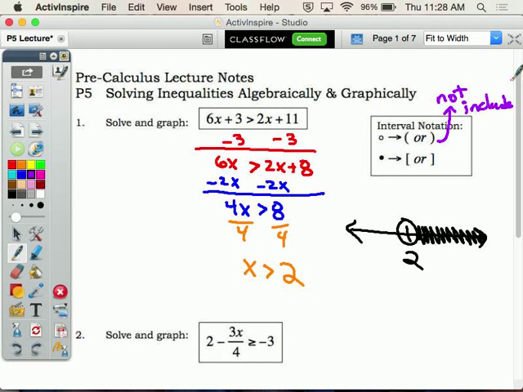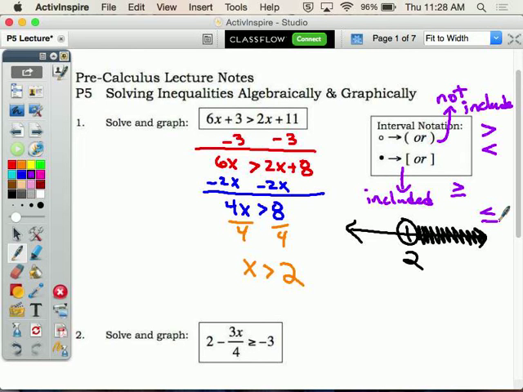Not included often involves either a greater than symbol or a less than symbol. Whereas the brackets means it's included, and that will be a greater than or equal to symbol or a less than or equal to symbol. And so you should have those in your notes.